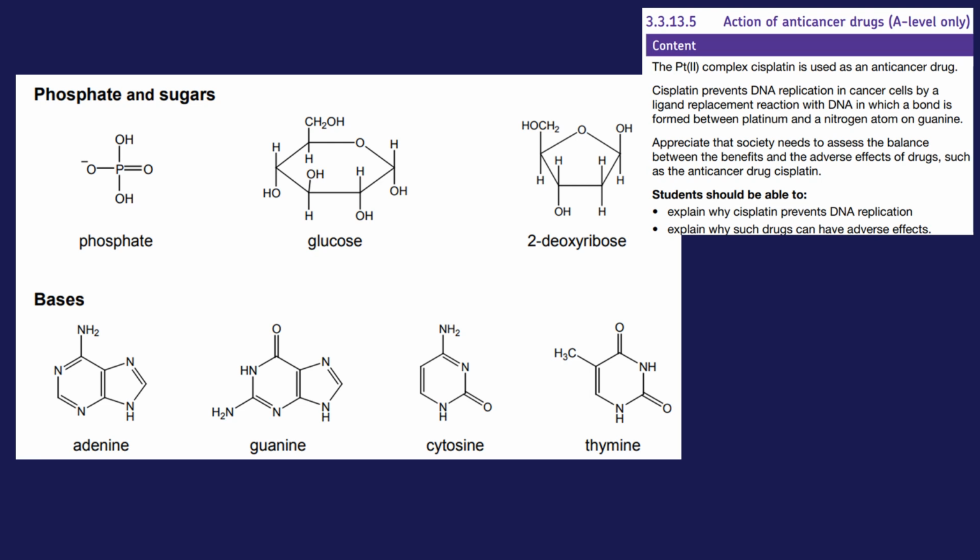Just a reminder that you are given this table of information in your data book, and this helps us identify where the base binds to our cisplatin, because we're going to look at that. So we're going to look at how it does this. It specifically says that a bond is formed between platinum and a nitrogen atom on guanine.